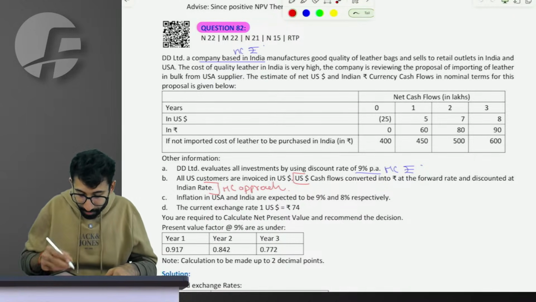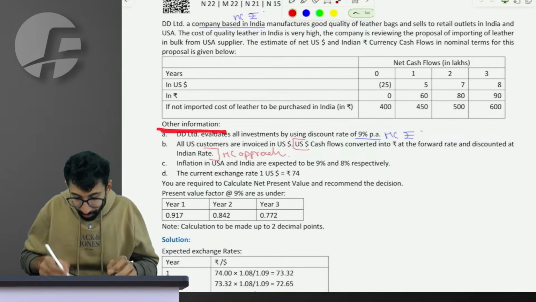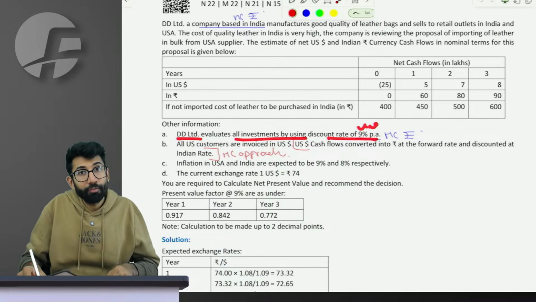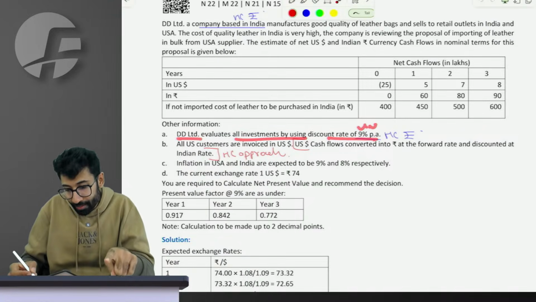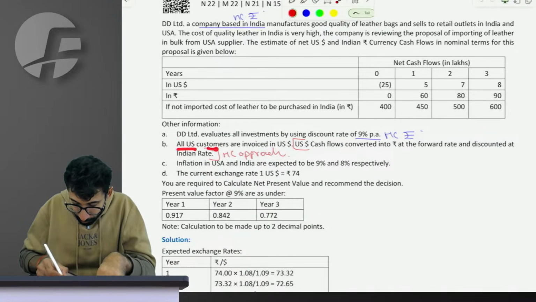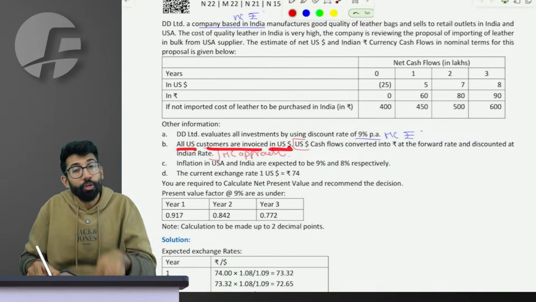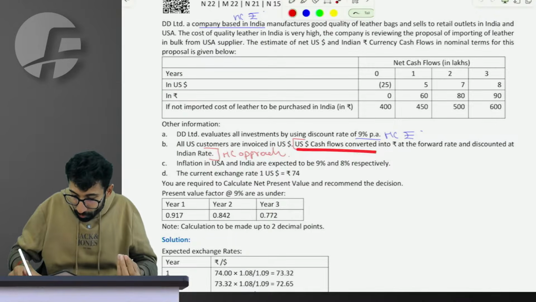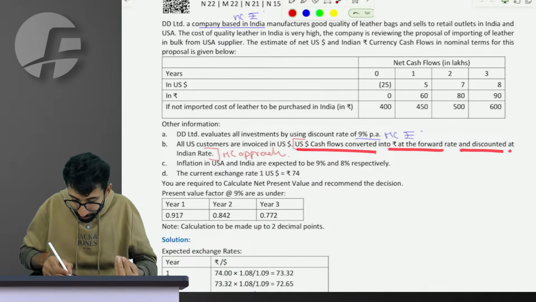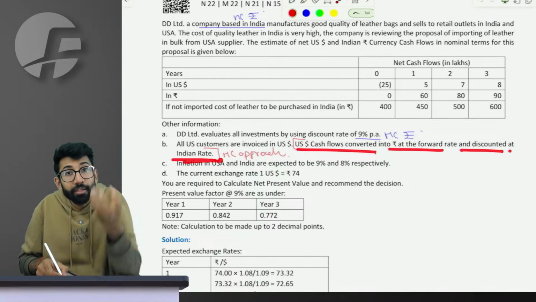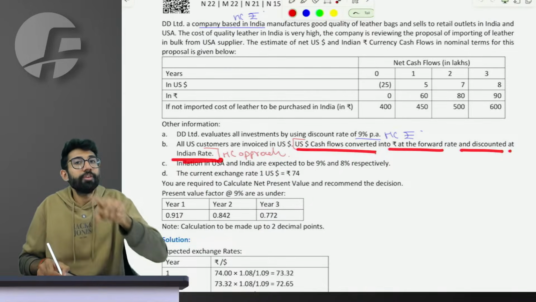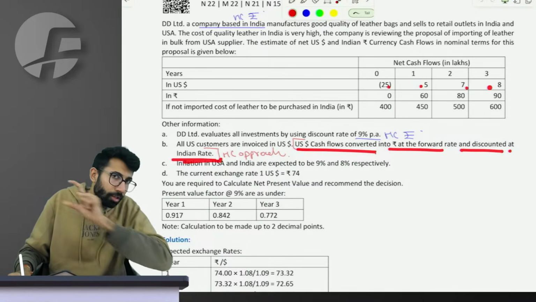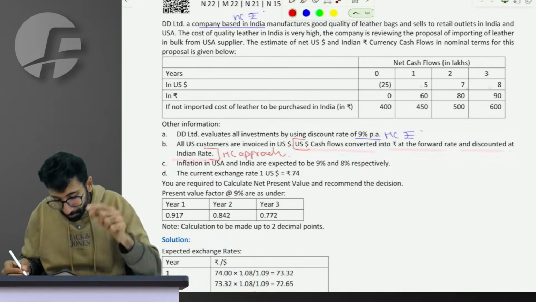Anyways, other information. DD evaluates all investment at a discounting rate of 9%, your home currency discounting rate. All US customers are invoiced in dollar, which is why the cash flows are in dollar. US cash flows are converted to rupee at forward rate and discounted at Indian discounting rate. It means we want to follow the home currency approach, where all these dollars are first converted to rupee. Then I have all the cash flow in rupee and then I calculate rupee NPV.